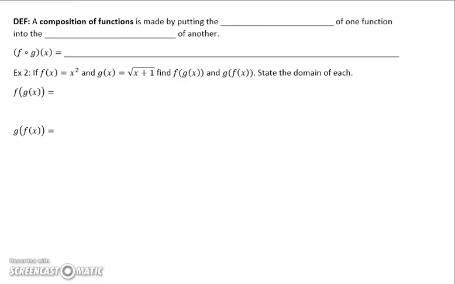There's another thing that we can talk about called composition of functions. That's made by taking the output of one function and putting that into the input of another function. This little open circle, we read it f of g of x, can also be written like this. So you would put something into g of x, and whatever comes out, its output, gets put inside of f of x.